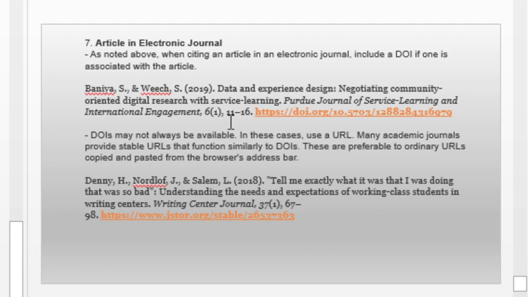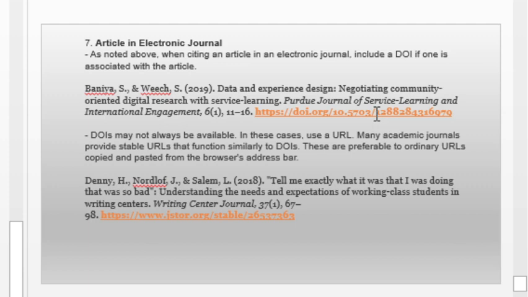And then for an article in an electronic journal, when citing an article in an electronic journal, include the DOI if one is associated with the article, meaning if available. So what we have here is almost the same also, but you include the DOI. DOI is a digital object identifier. That's the meaning of DOI, because some articles or journals are in digital form, so they arrange everything with a number, which is what they call the DOI.